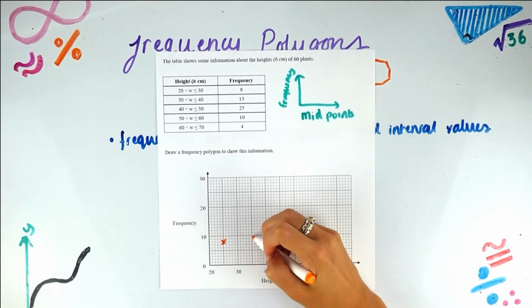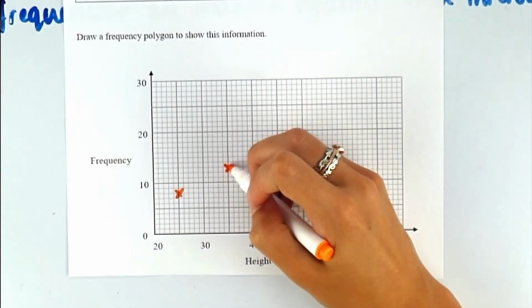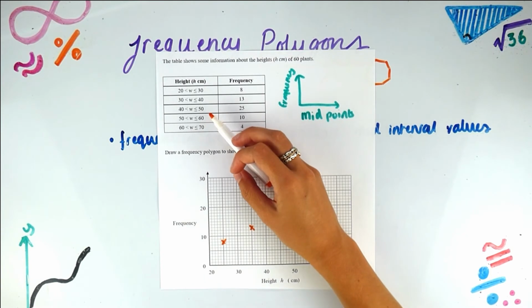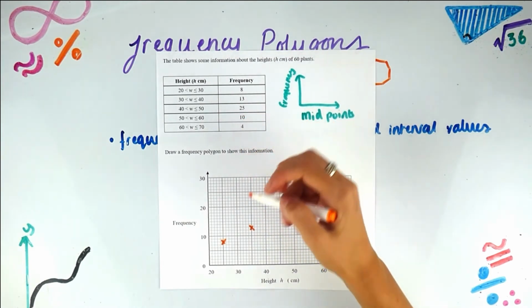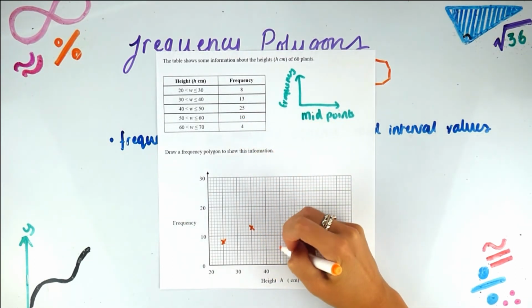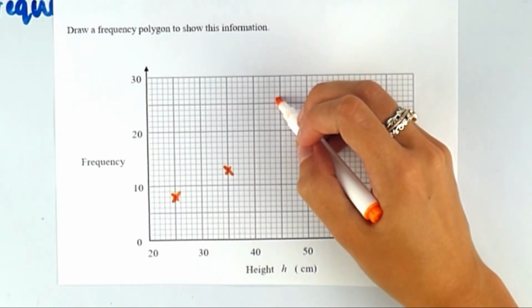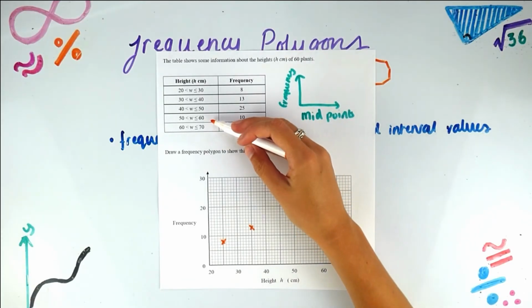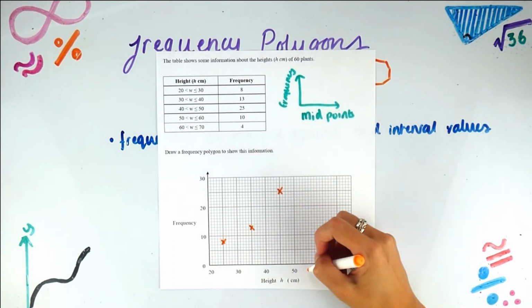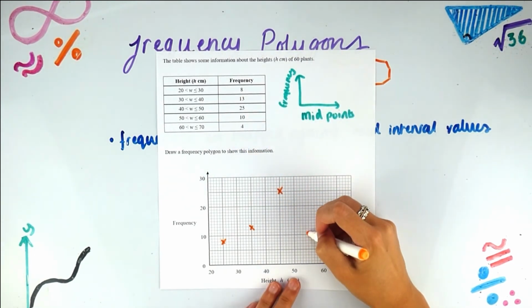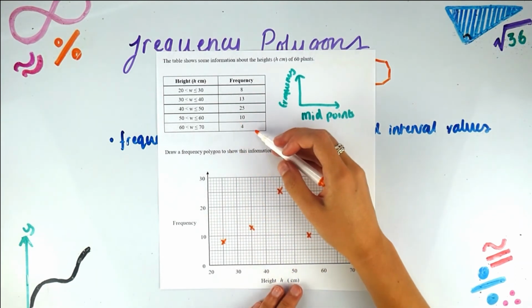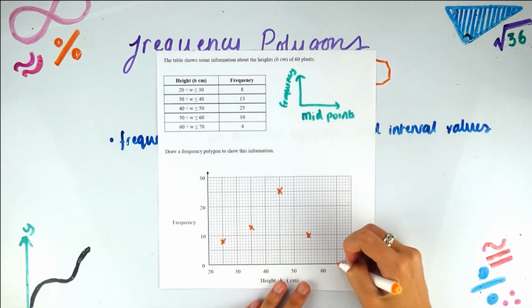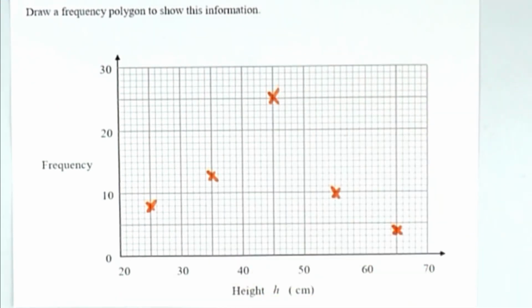The midpoint of 30 and 40 is 35, and there were 13, so I go 35, and there were 13. The next one, 40 and 50, the midpoint is 45, and there were 25, so 25 is the frequency. This one is 50 and 60, the midpoint would be 55, and there were 10. And 60 and 70 would be 65, and there were 4. And now you just join all those up with a straight line, and there you have your frequency polygon.